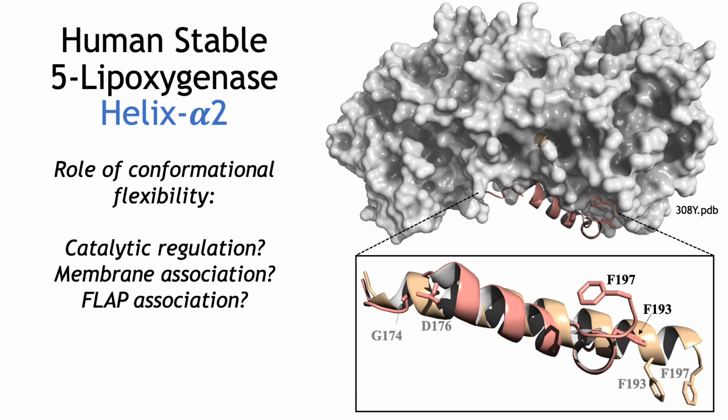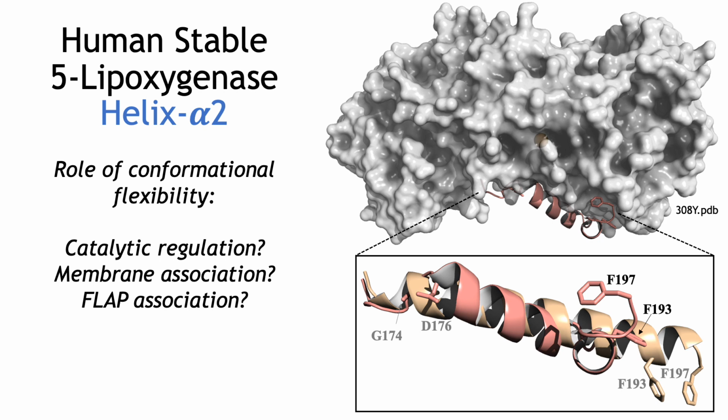This would make sense then for the Phes that are favorably buried within the protein while in the cytosol to move outward when given the chance to favorably interact with the membrane. 5-LOX also associates with a helper protein in the membrane known as 5-LOX activating protein, or FLAP. This change in conformation could have a role in the 5-LOX FLAP interaction as well.